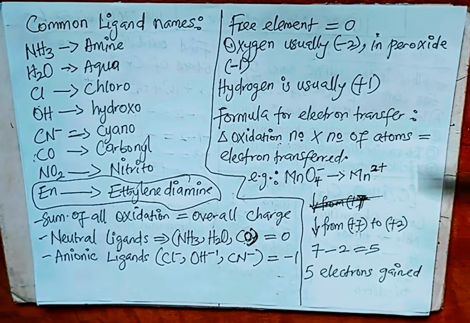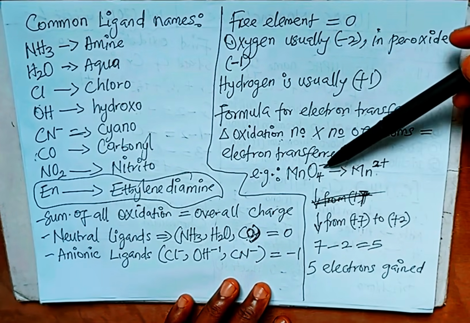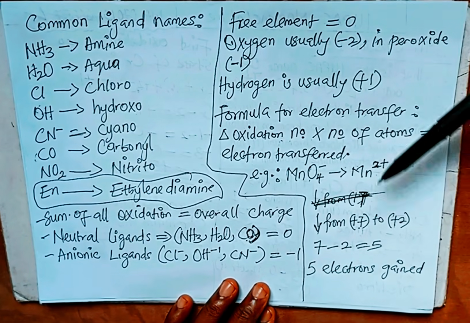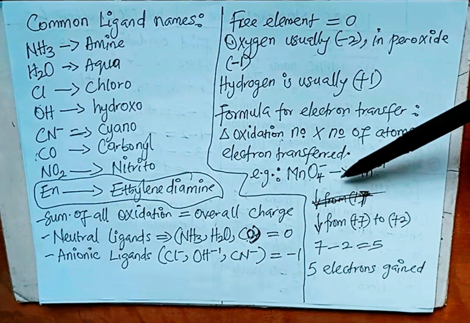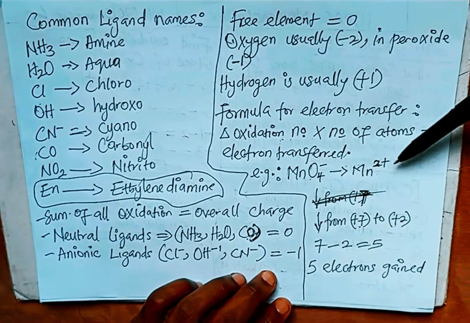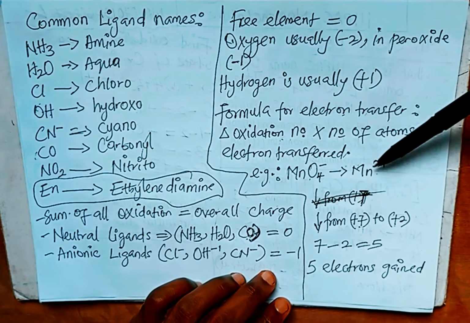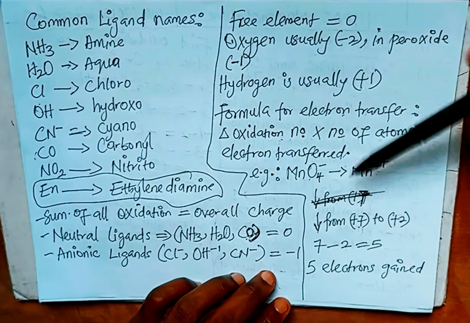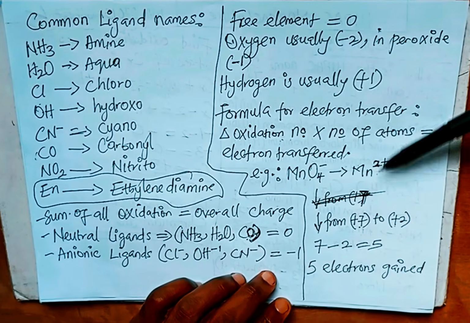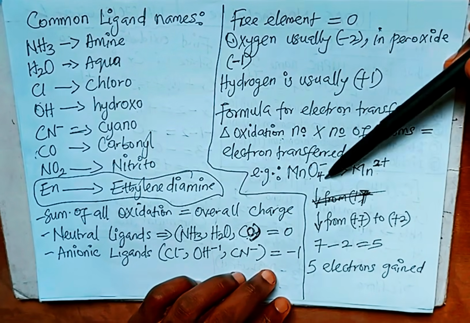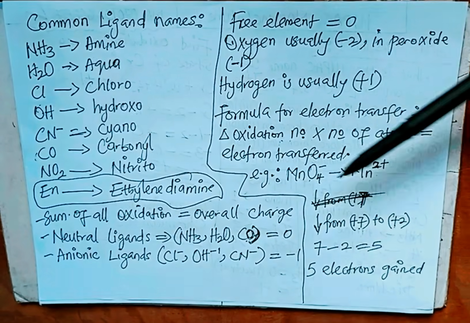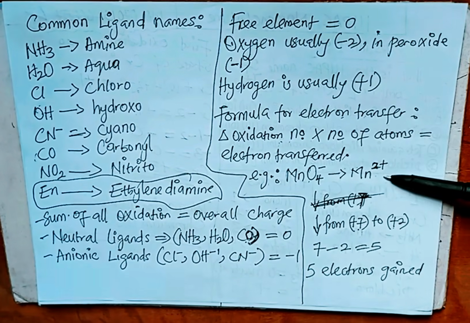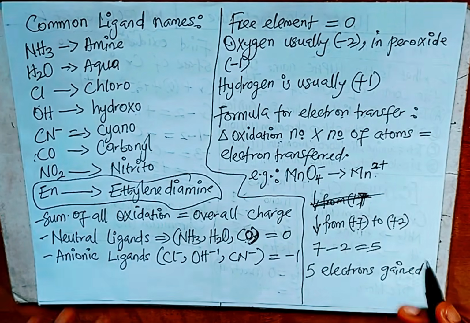5 electrons gained for tetraoxomanganate(VII) ion to be reduced to manganese(II) ion. So tetraoxomanganate(VII) ion accepted 5 electrons. It gained 5 electrons to be reduced to manganese(II) ion. All right, that's that for that. Chicken out, very easy.